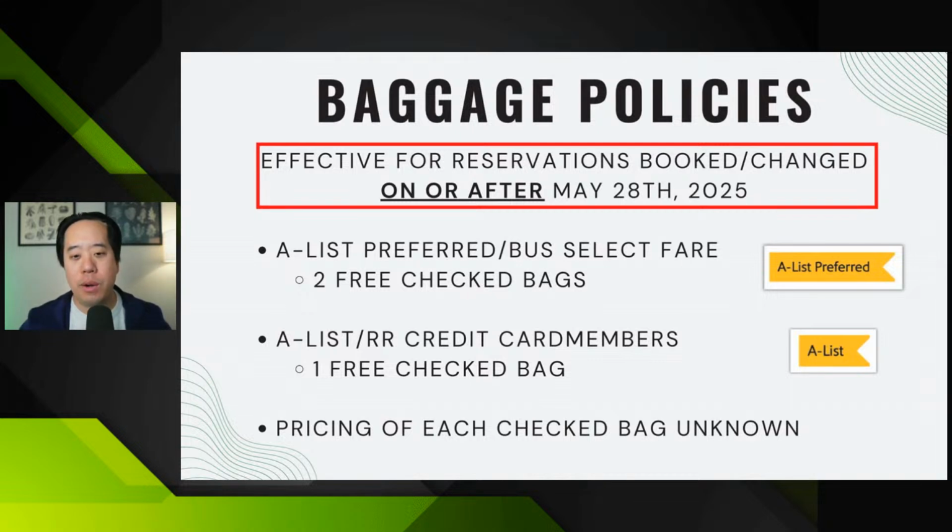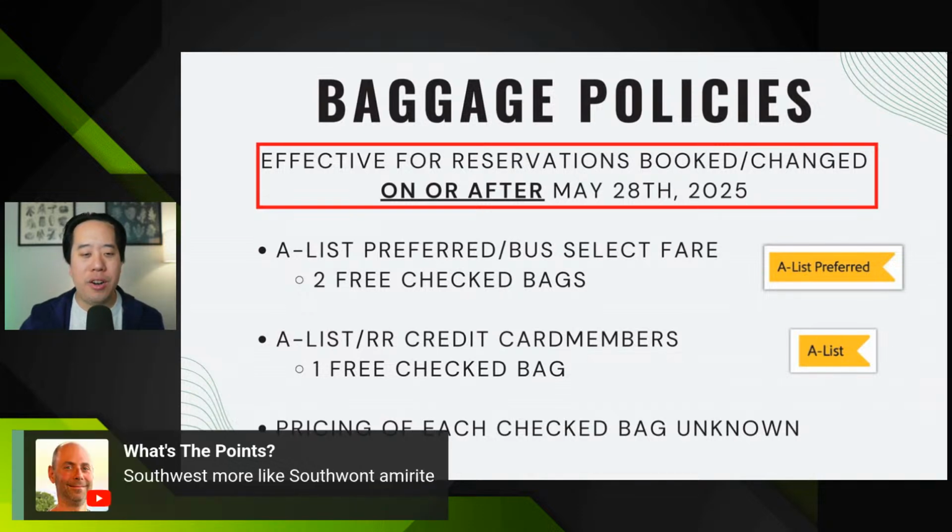Again, A-List Preferred and Biz Select get 2 free check bags. A-List gets 1 free check bag, as do Rapid Rewards credit card members. The pricing of each check bag is unknown, which is weird because you'd think that if they make changes as big and sweeping as these, they would know what the pricing of the bags would be, but they don't. They'll tell us in the coming weeks, which is very, very interesting.